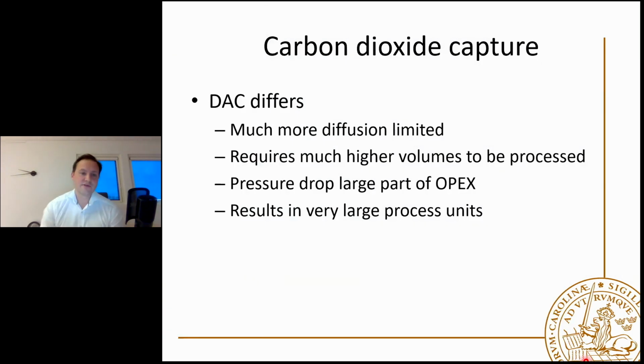And when you look at direct air capture, it's much more limited with respect to diffusion. There's much lower transport rates inside the equipment because the concentrations are so low. So you need much more time to allow for movement of CO2 in the system. And that also means, with the low concentration, that you need much higher volumes to be processed. So if you have high concentrations, you can do with much less gas. But if you have low concentrations, the equipment sizes grow large quite rapidly. Pressure drop becomes a large part of operating expenses and very large process units.